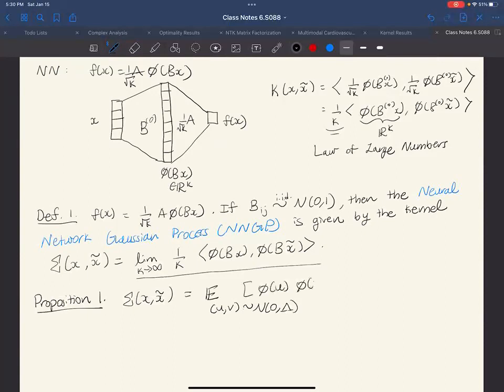So I write it as this expectation over the product of phi of u, phi of v, where u and v are drawn, or sorry, not from the standard normal distribution, they're drawn from a multivariate Gaussian distribution, which has a covariance matrix lambda. And here lambda is exactly given by this structure.